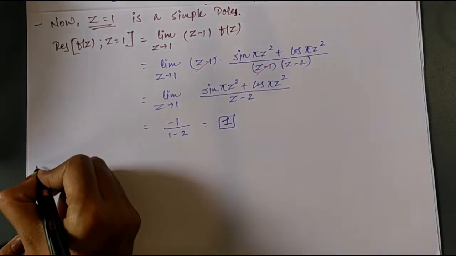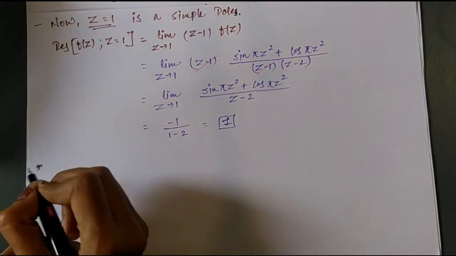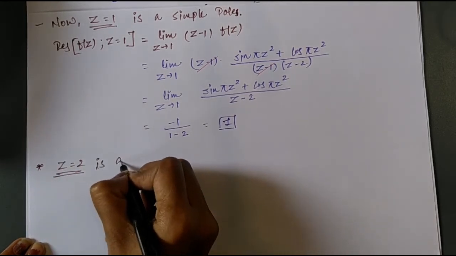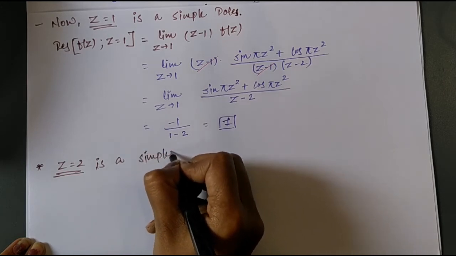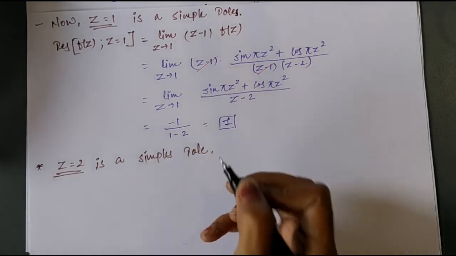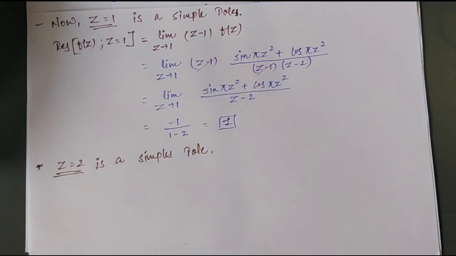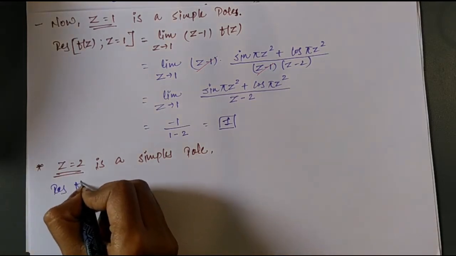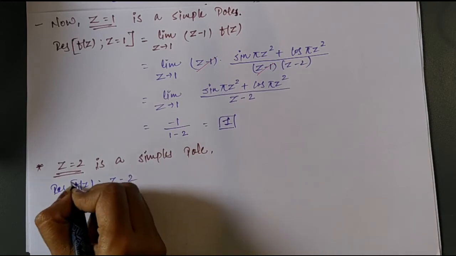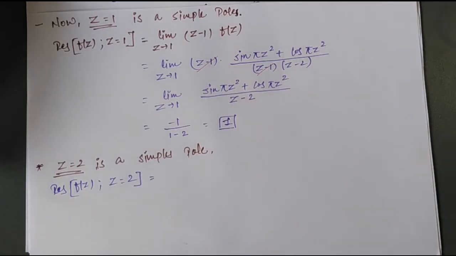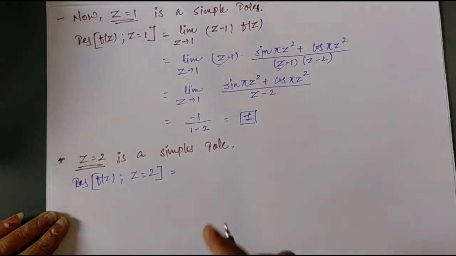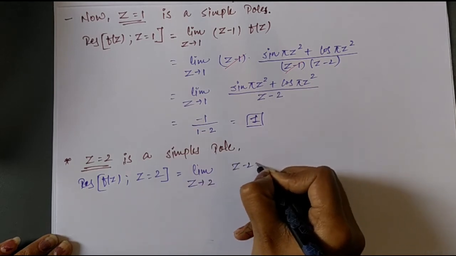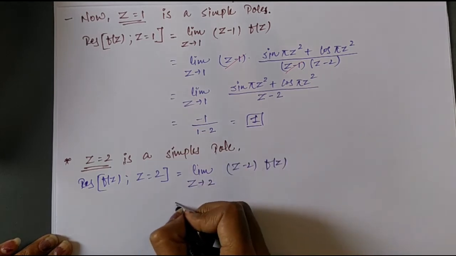Now again, one more pole you have to do, and this is for z equals to 2, a simple pole, right? As z equals to 2 is a simple pole, you have to write its residue also. So I am writing here the residue of f of z for the point z equals to 2. Then it will be limit z tends to 2, z minus 2 into f of z.